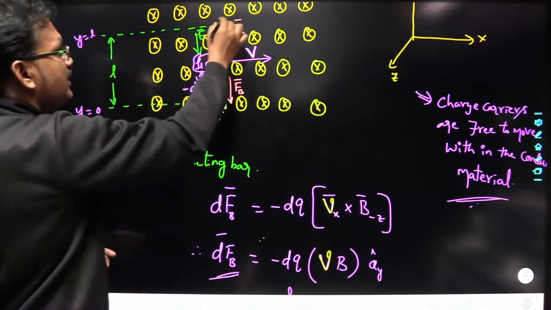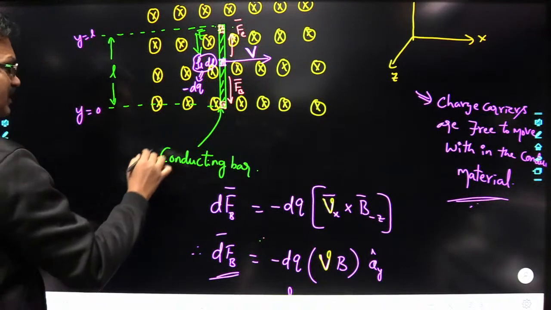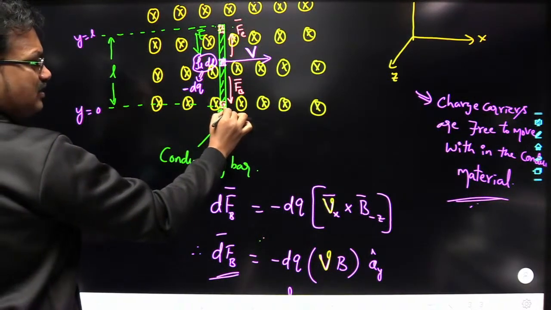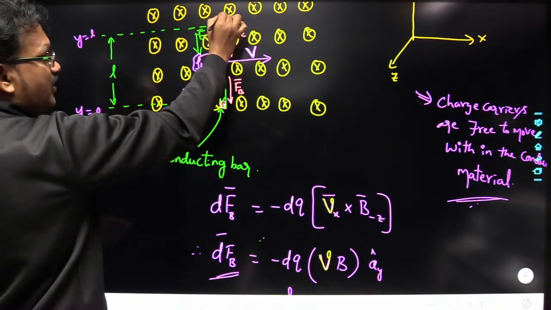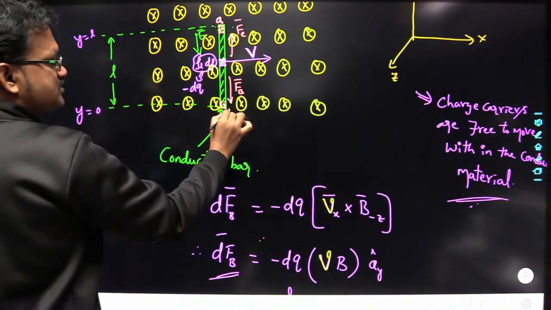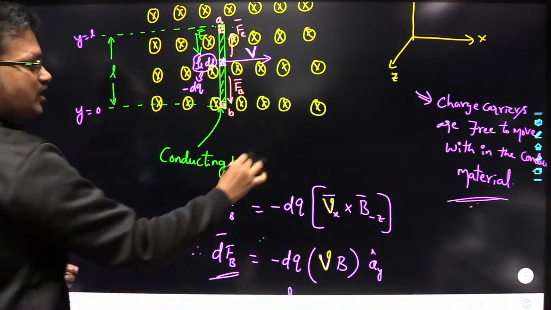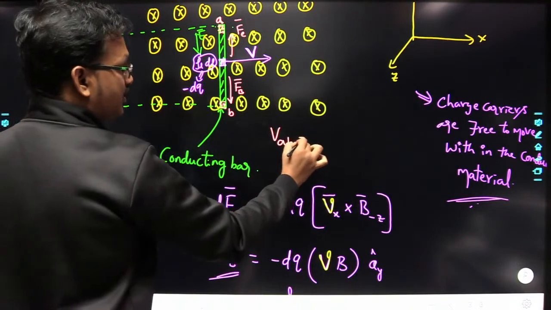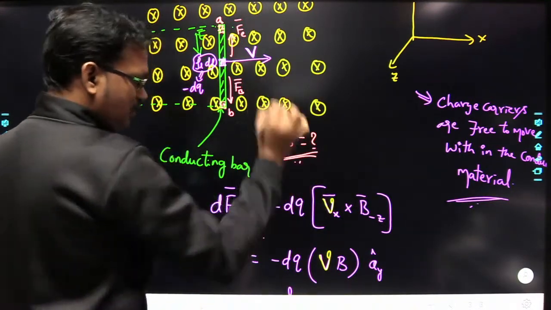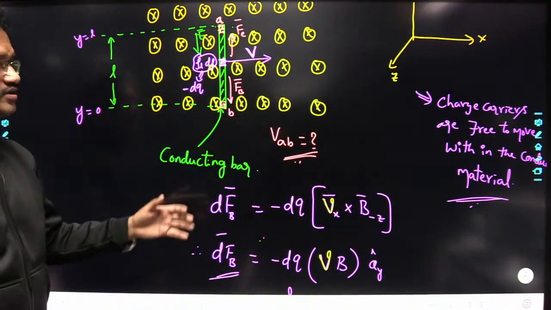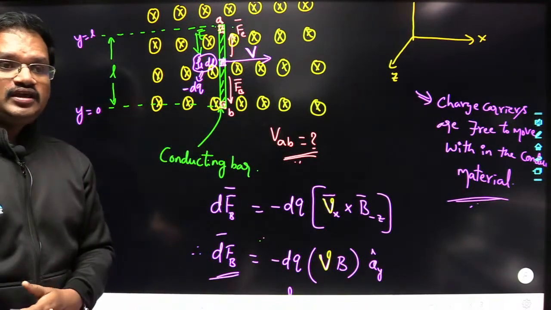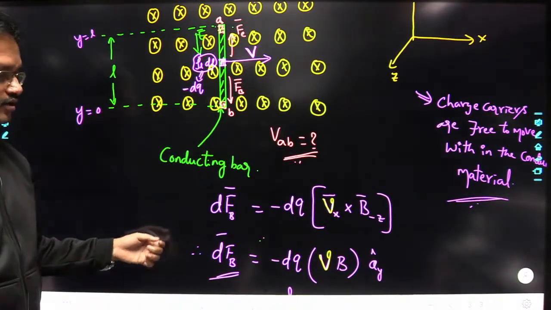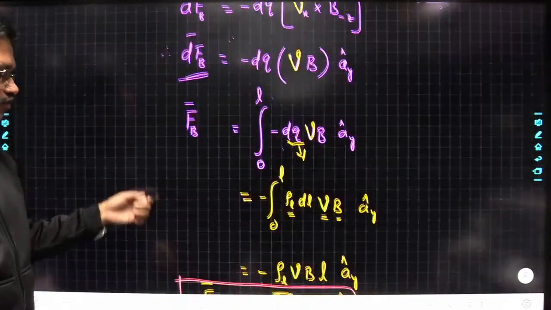Okay. Now here let us consider this end as A, and this end as B. So you have to try to determine VAB. So follow the same procedure here and try to determine VAB.